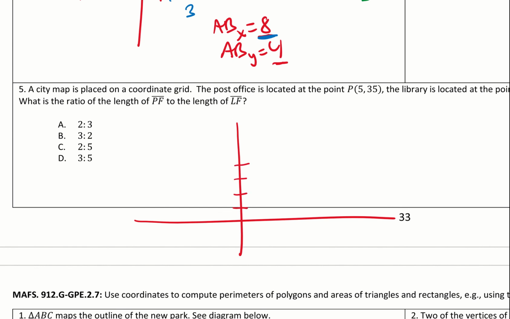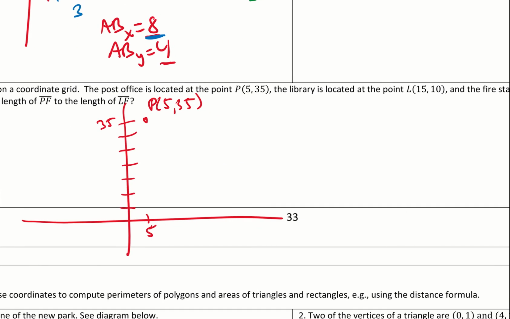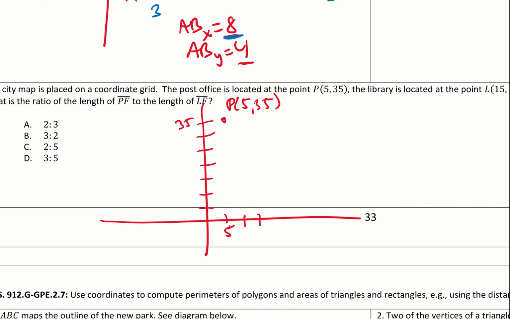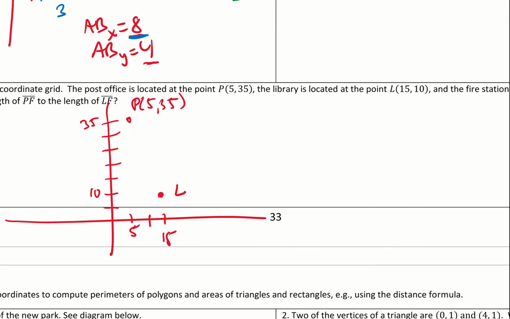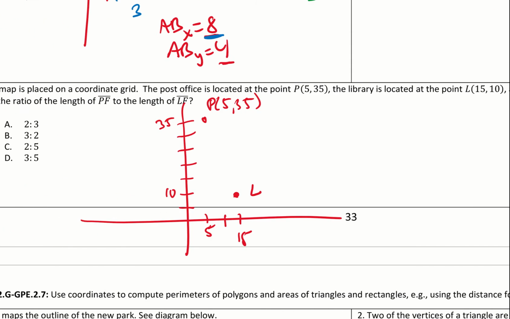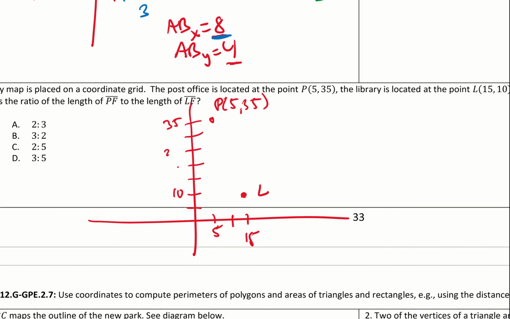5, 10, 15, 20, 25, 30, 35. Let's go by 5s here. So the post office is here at 5, 35. The library is located at 15, 10. So it's 15 and then 10. That's the library. And the fire station is located at 9 and then 25.